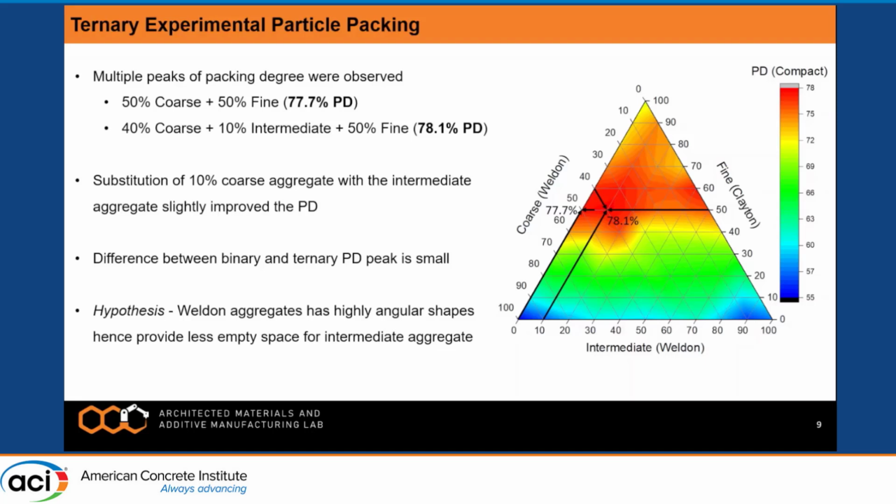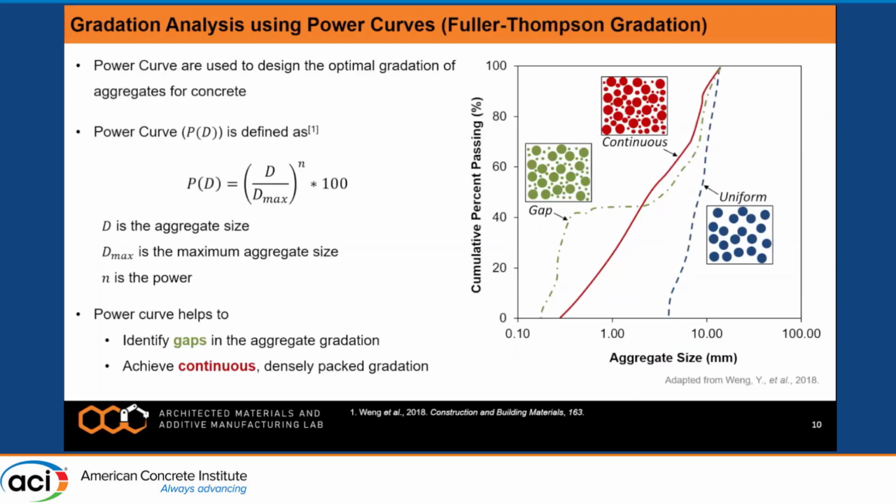So yeah, we have higher particle packing for this 10% intermediate replacement, but that's not all that we need to make concrete. We need to understand more about gradation. We need to understand more about the workability. So to do that, we have looked at the gradation analysis using power curves. They're also known as Fuller-Thompson curves. They are used to design the optimal gradations of aggregates for concrete.